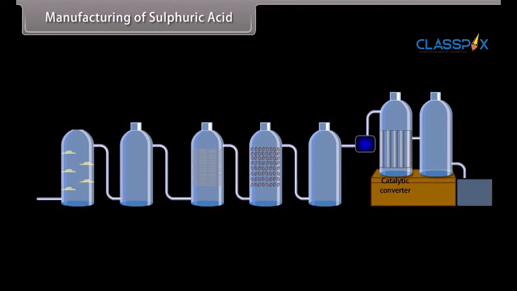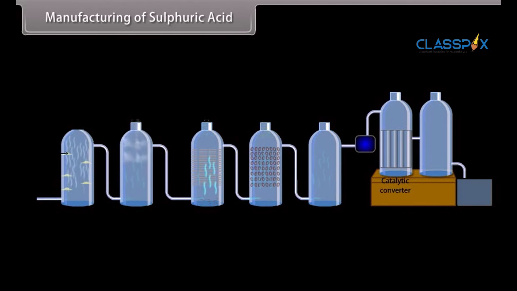Manufacturing of sulfuric acid. The manufacturing of sulfuric acid starts from the sulfur burner. Here, sulfur dioxide is produced. This sulfur dioxide passes through a dust precipitator, which removes dust from the gases. A scrubber is used to remove the soluble impurities. After that, a drying tower removes the moisture from the gases.